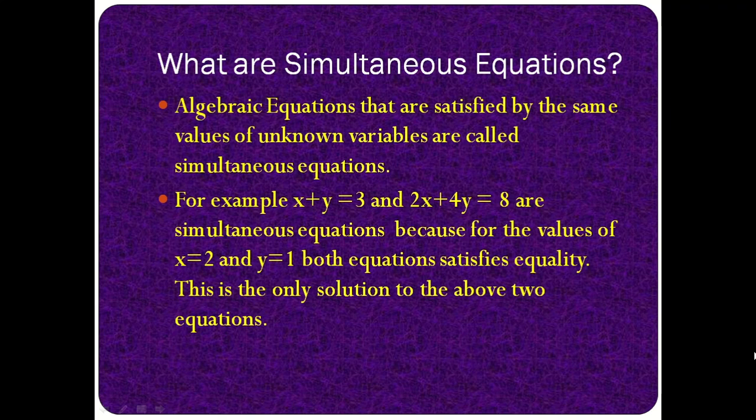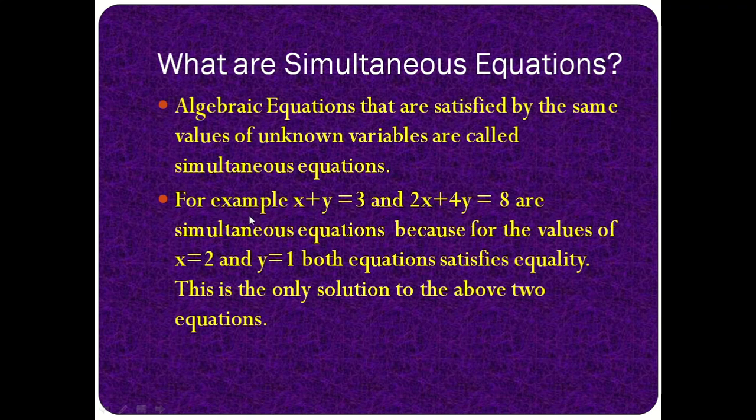So what are simultaneous equations? Simultaneous equations are algebraic equations that are satisfied by the same values of unknown variables. In an algebraic equation, we have unknown variables, and you will have to find out the value of the unknown variables.